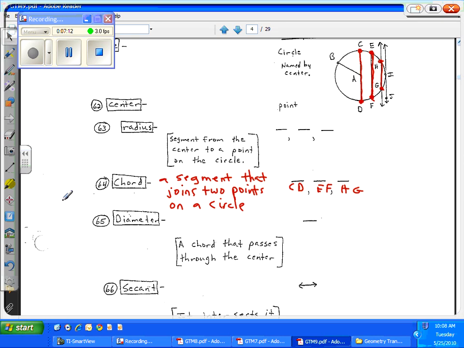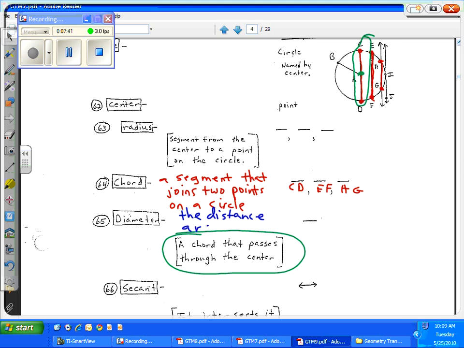A diameter is a special chord. It's a chord that passes through the center of the circle. So a diameter is a chord that passes through the center of the circle. That's the formal definition. It's all the way across the circle is the way that we think about it as we use the formulas, the distance across the circle.